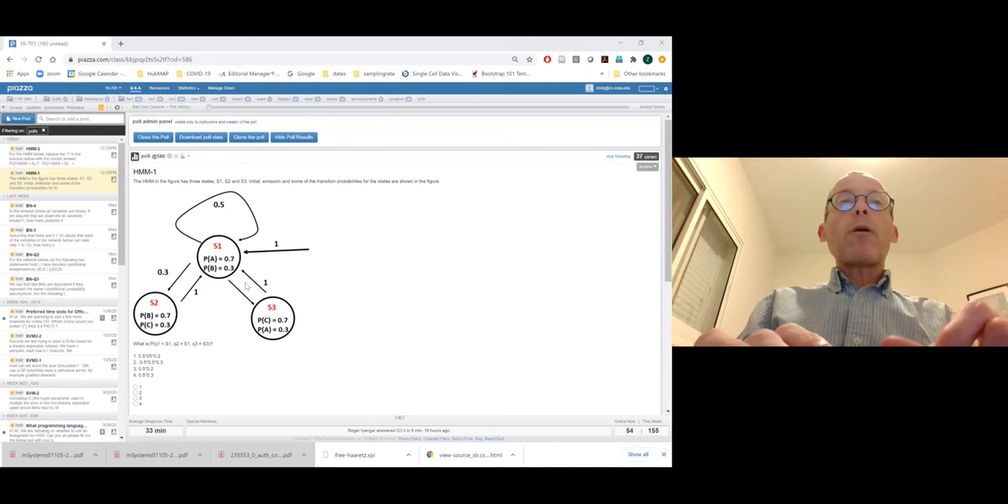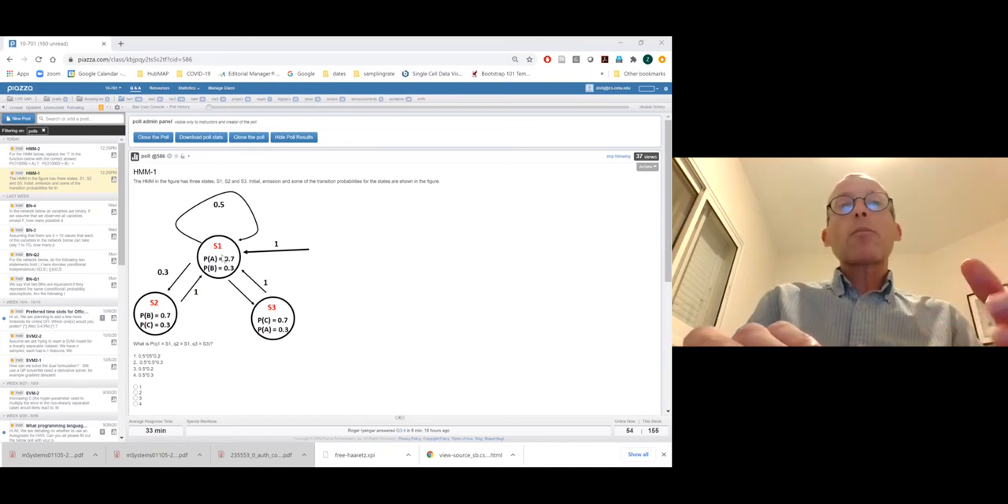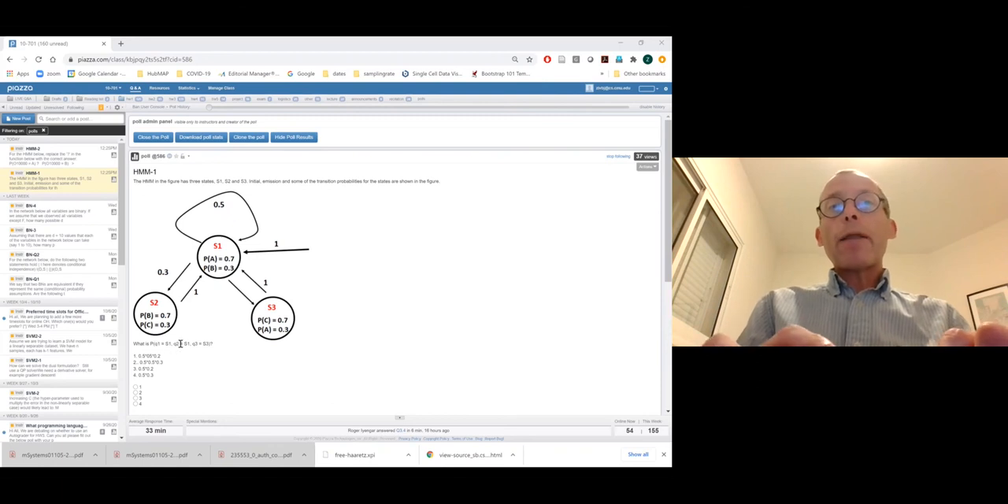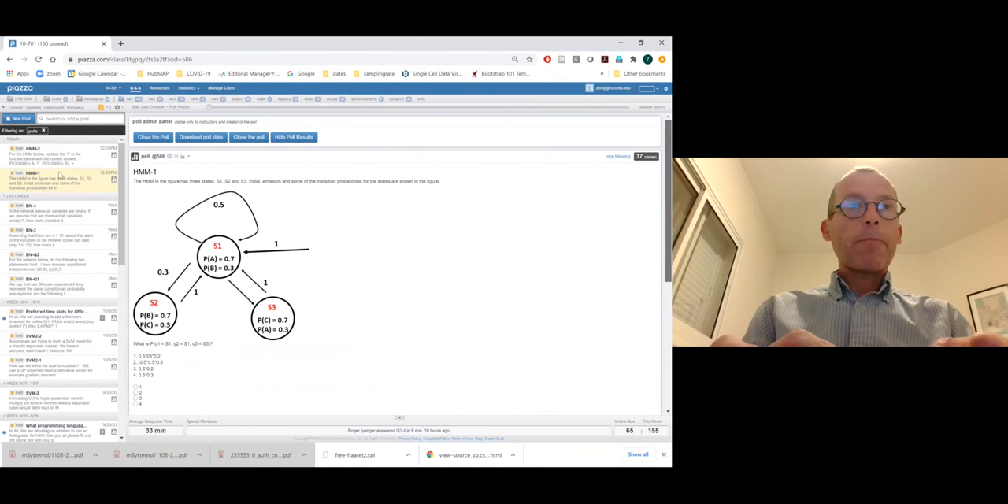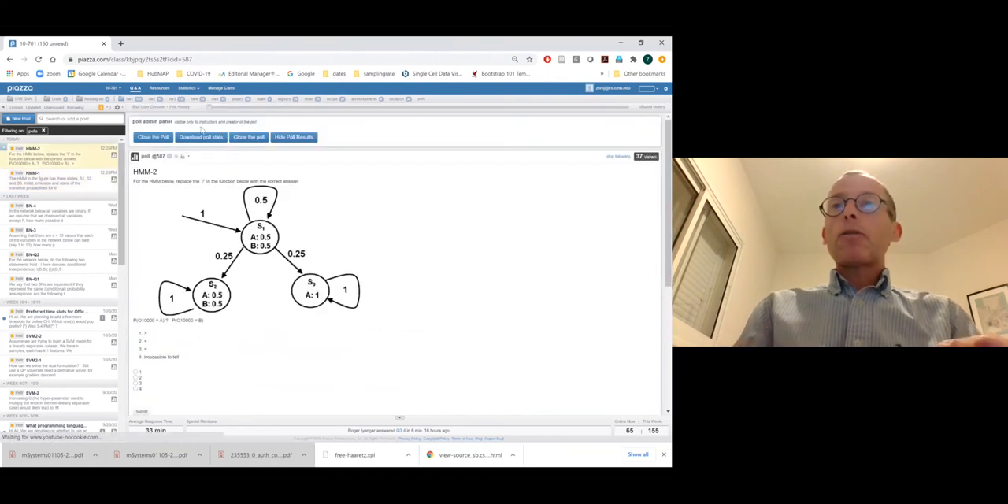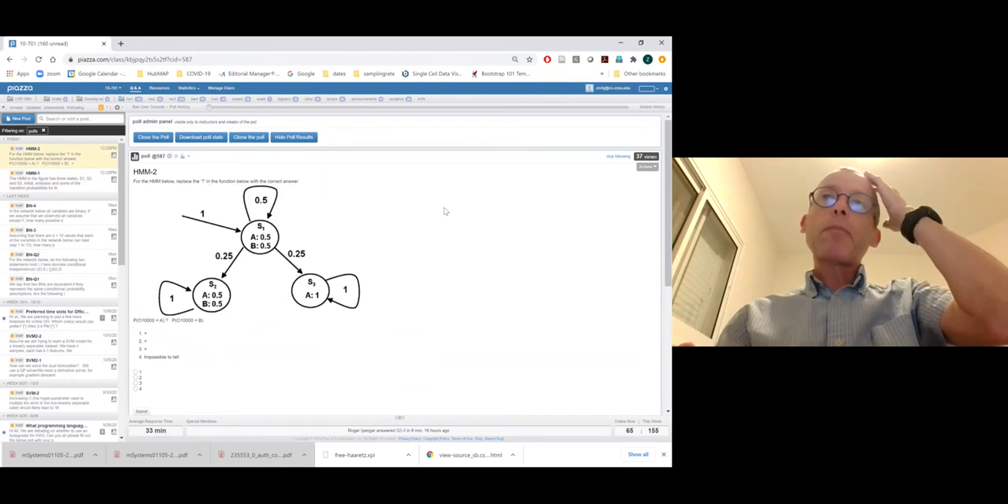And we know that we start in S1, we have to start in S1. So the probability of starting in S1, moving from S1 to S1, and then moving to S3 is one times 0.5 times, in this case, 0.2. So the third answer is the right answer. And most of you got it correct. So this didn't use emissions, it was just inference on transition probabilities.